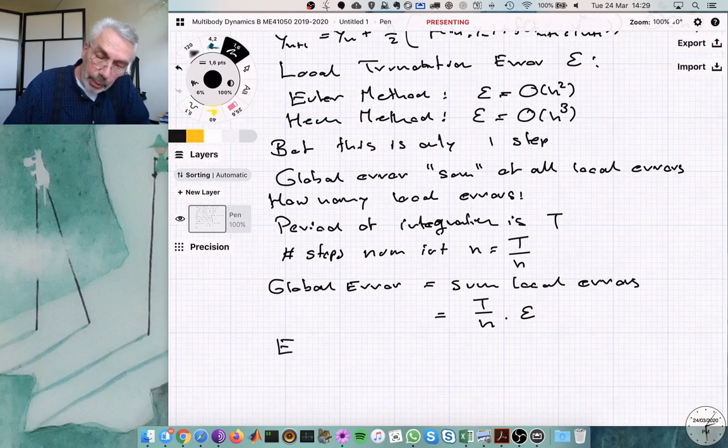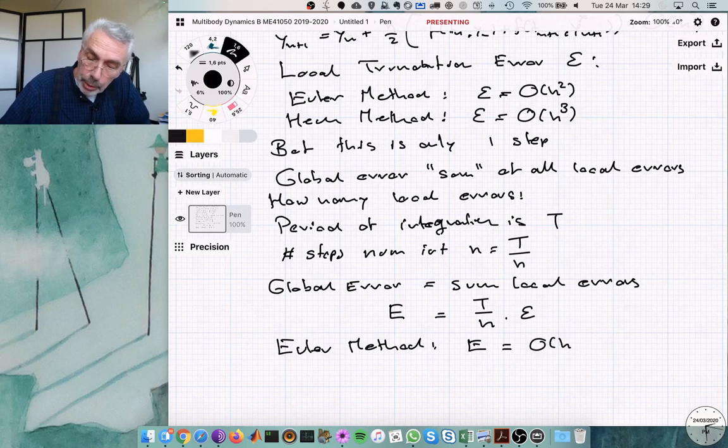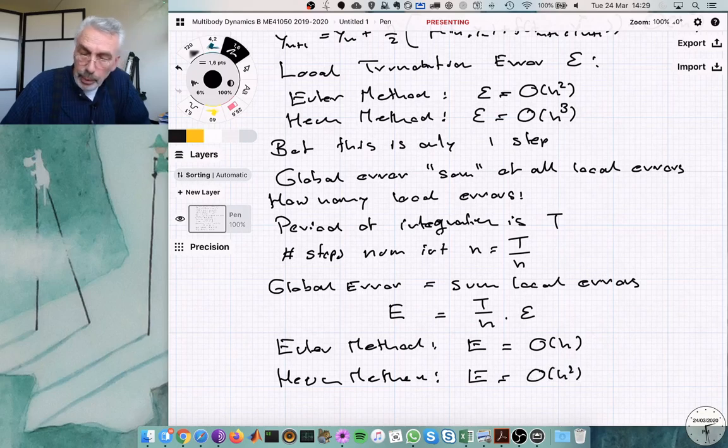So for Euler method, and we use a capital E for that, we get that the global error E is of the order h, and for Heun's method the global error is of the order h squared. But that's still pretty good, because that means that if you have a solution and you want to have a more accurate solution, then what do you do? You just make a smaller step size, right? So that is actually the way to go.